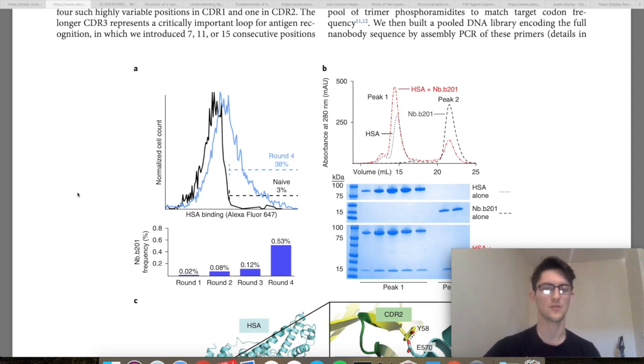And using a combination of MACS and FACS, they enriched a pool of nanobodies, and after 4 rounds they saw that HSA bound more tightly to the population of cells that they had, as shown by this blue next to this black trace. And sequencing showed this particular nanobody, B201, was enriched within that pool.